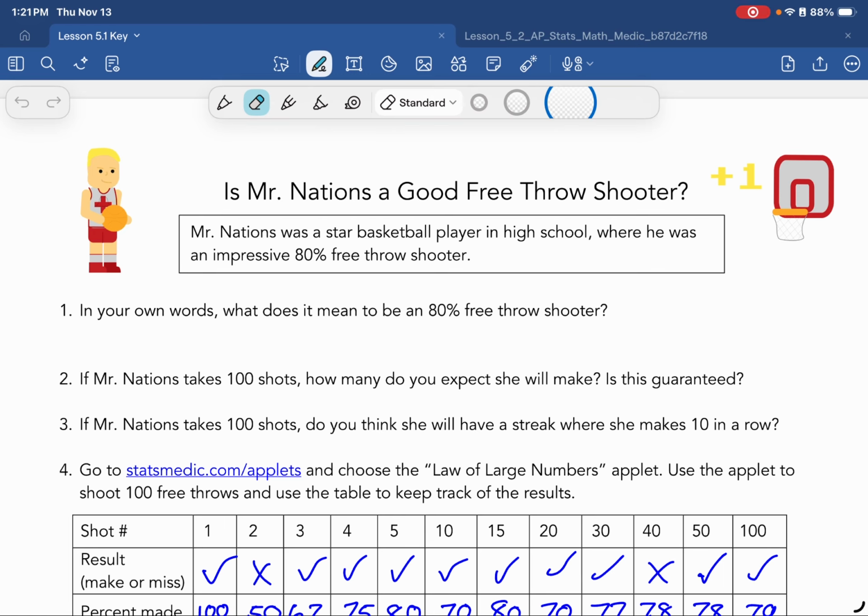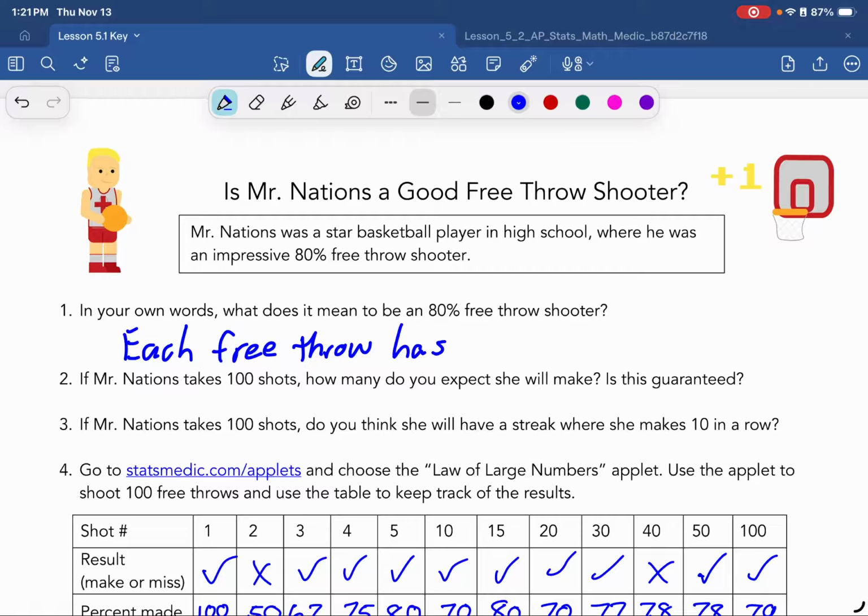So what that means for us, there's a couple ways you could put it. The way I would describe it, if someone were to ask me on the street, is that each free throw has an 80% chance of going in. Every time I'm standing up there to make a free throw, there's an 80% chance it goes in.